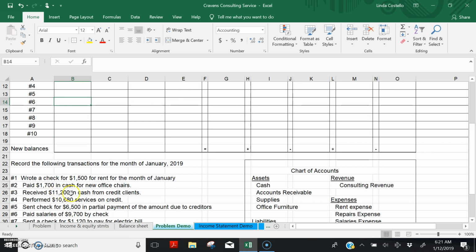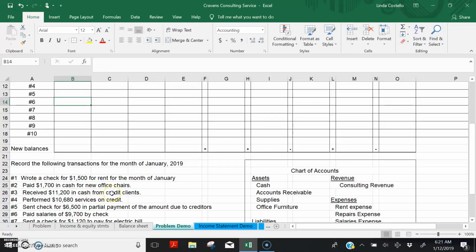Received $11,200 in cash from credit clients. So what accounts are involved, and do their balances increase or decrease? Well, cash is involved because we received a check from our customers. So we're going to increase cash $11,200.